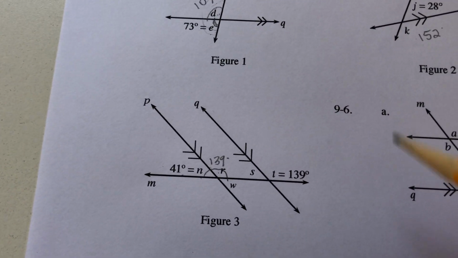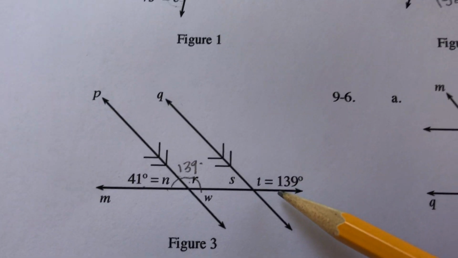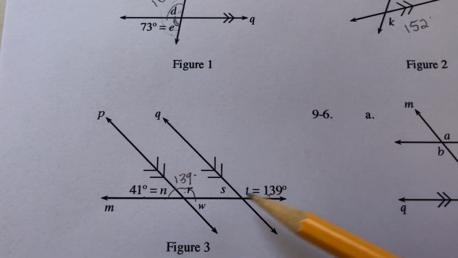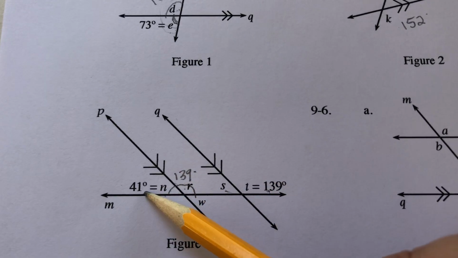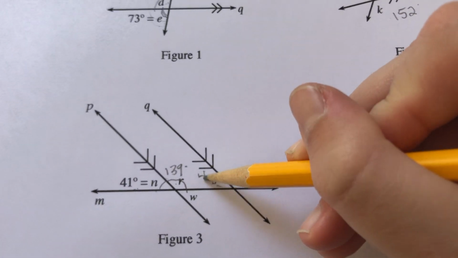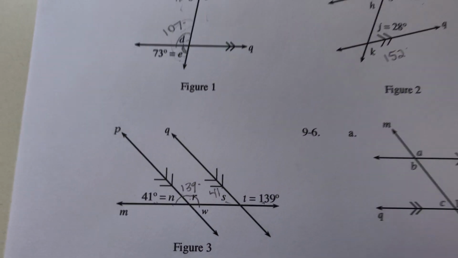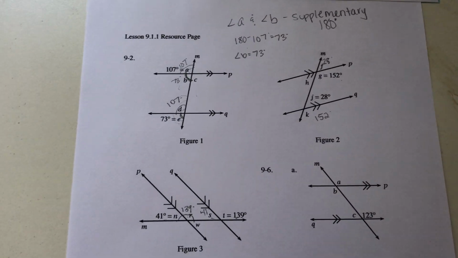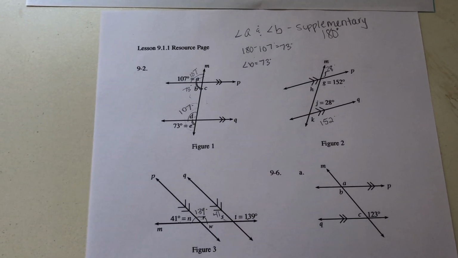Then it says S and T, and once again, same pattern. If T is 139, then S needs to equal 41, correct? Correct. All right, so those were all examples of supplementary angles. That's one of the terms we need to remember.